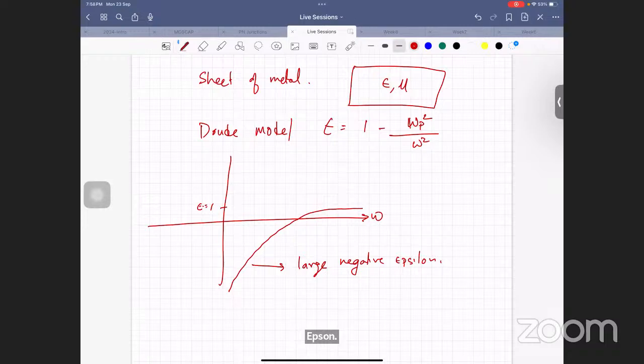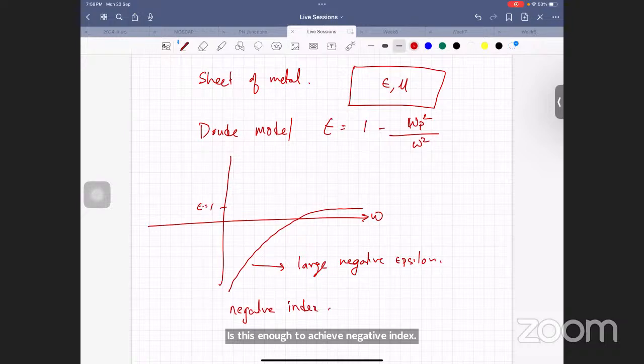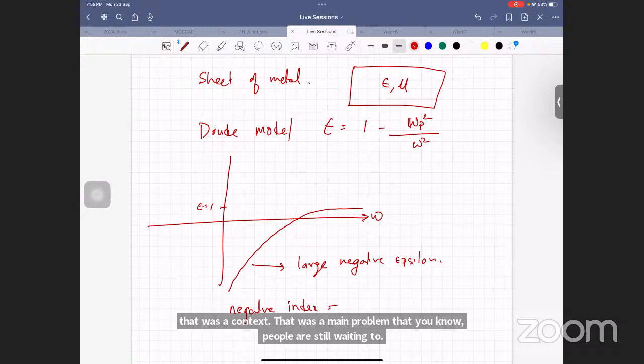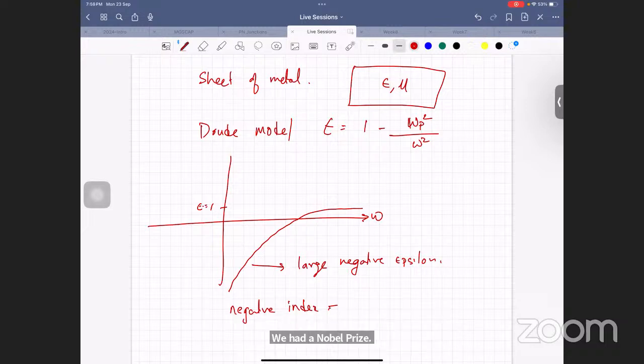Now the question is, is this enough? This has been studied for 30, 40 years, since the 1970s easily. Is this enough to achieve negative index? That was the context. That was the main problem that people are still waiting to get a Nobel Prize for. Can we have a negative index material? Is negative index possible?